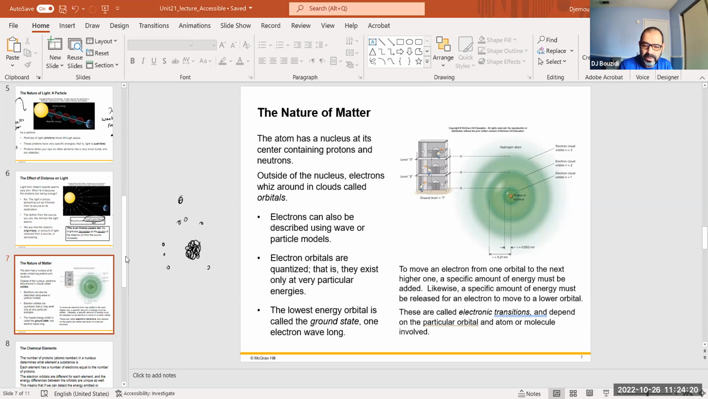Then if you excite the atom, there are different ways of exciting it. Either hit it with light, or heat it up, or put it inside an electric potential, or do something to it to make it not in the ground state.